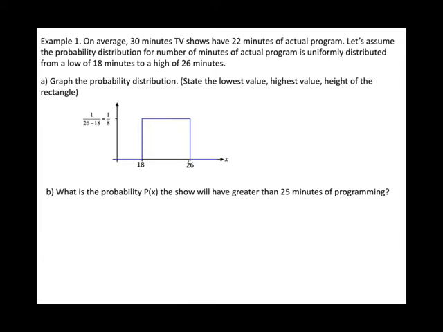B, what is the probability the show will have greater than 25 minutes of programming? We will have the same picture here. They want to find the probability, which means they want to find the area, and the area will be greater than 25 minutes of programming. So 25 minutes is somewhere like here. Again, we want to look for the area for this part here, the area greater than 25.